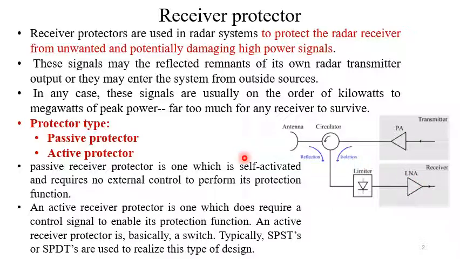Now a passive receiver protector is one which is self-activated and requires no external control to perform its protection function. An active receiver protector is one which does require a control signal to enable its protection function. An active receiver protector is basically a switch. Typically SPSTs or SPDTs are used to realize this type of design.